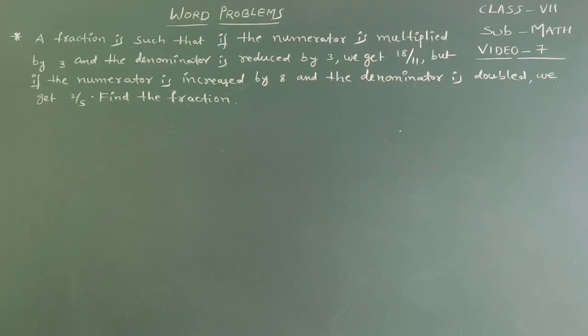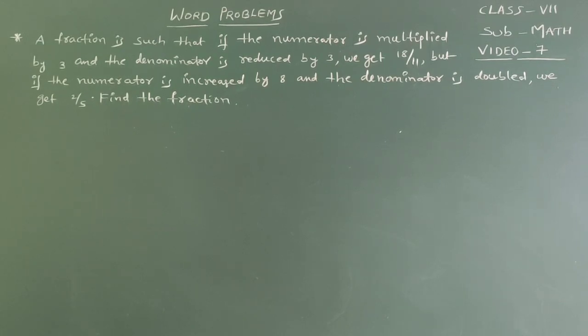The fraction is such that if the numerator is multiplied by 3 and the denominator is reduced by 3, we get 18 by 11. That is the first condition. But if the numerator is increased by 8 and the denominator is doubled, we get 2 by 5. That is the second. With the help of these first and second conditions, find the fraction.